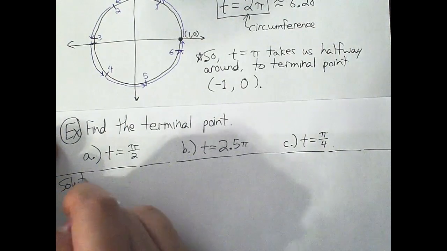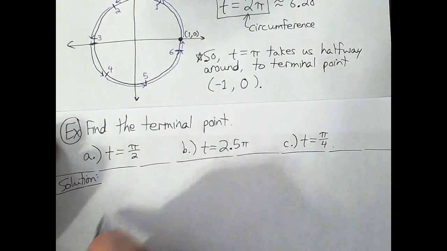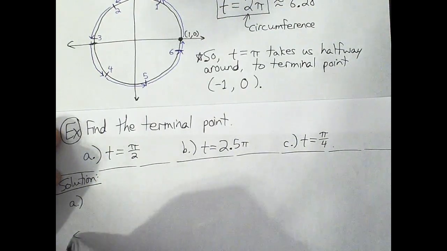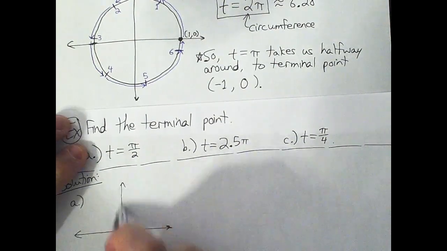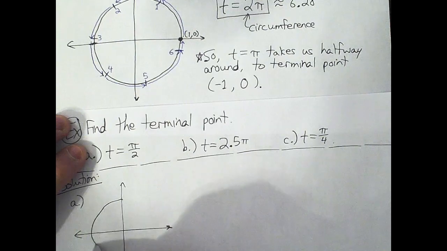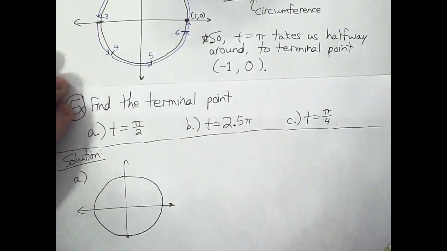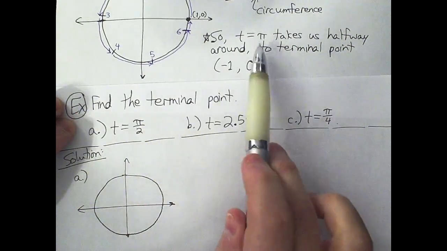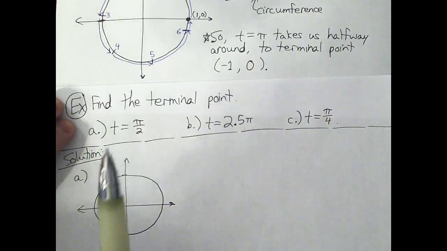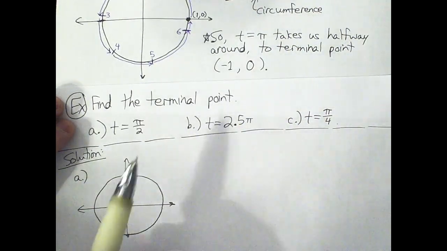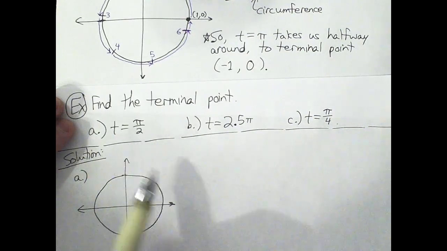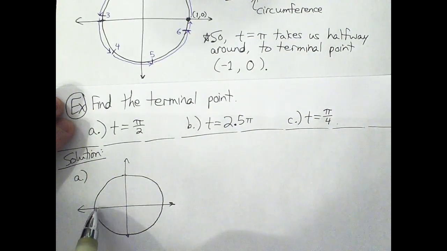Solution. Let's draw a scratchwork unit circle for each one. I think that's going to help. And we're going to use what we said above, like this is based on what we already know. All right, scratch work unit circle. I know that we said just a minute ago that t equals pi takes us halfway around. This is half of that. Half of halfway around the unit circle, right?